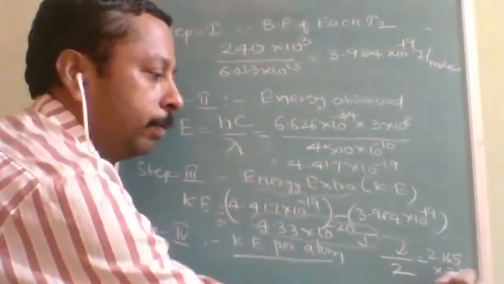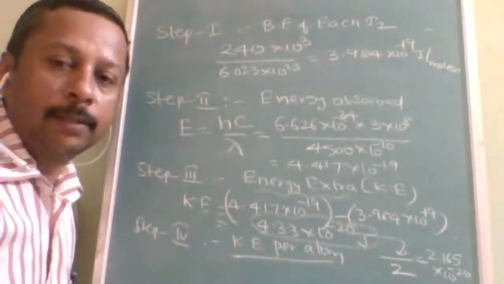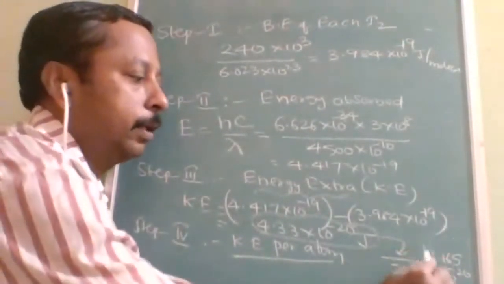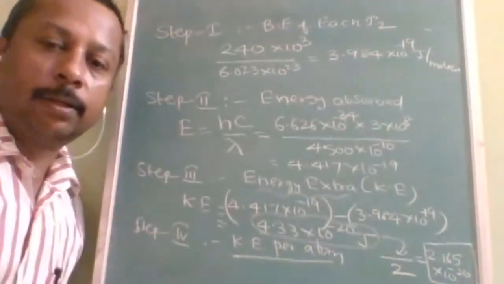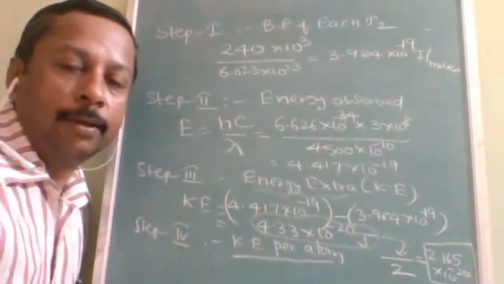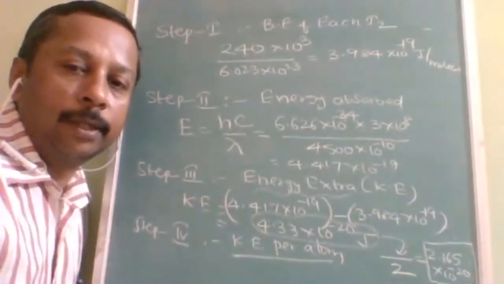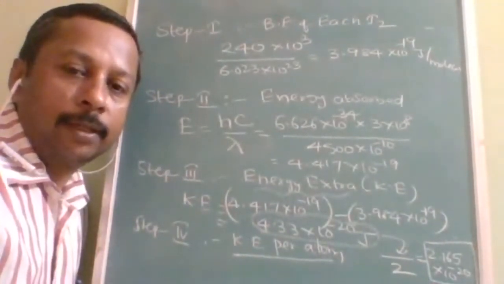2.165 into 10 to the power of minus 20. This is the correct answer: the kinetic energy per atom of iodine. Is it understood? Ready for the next question?